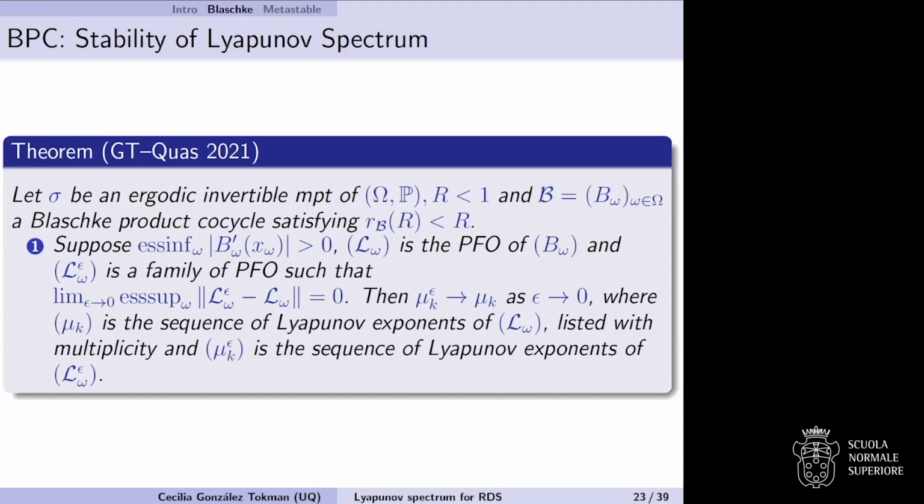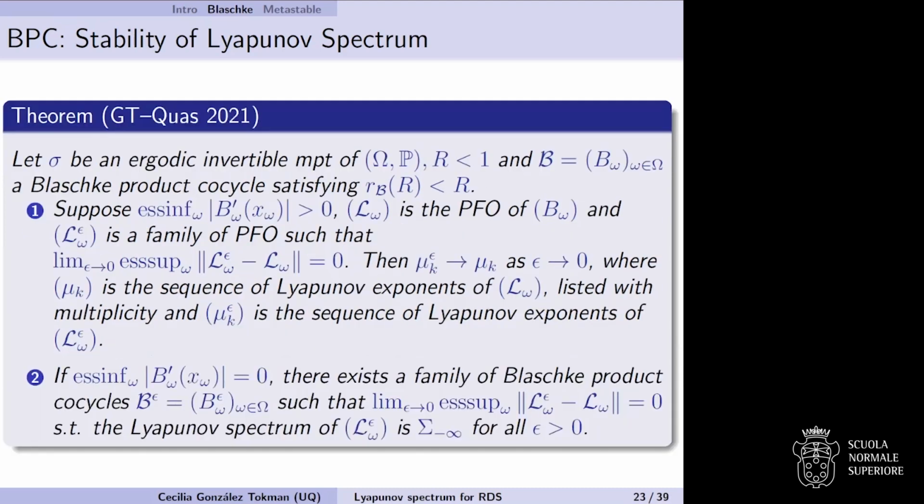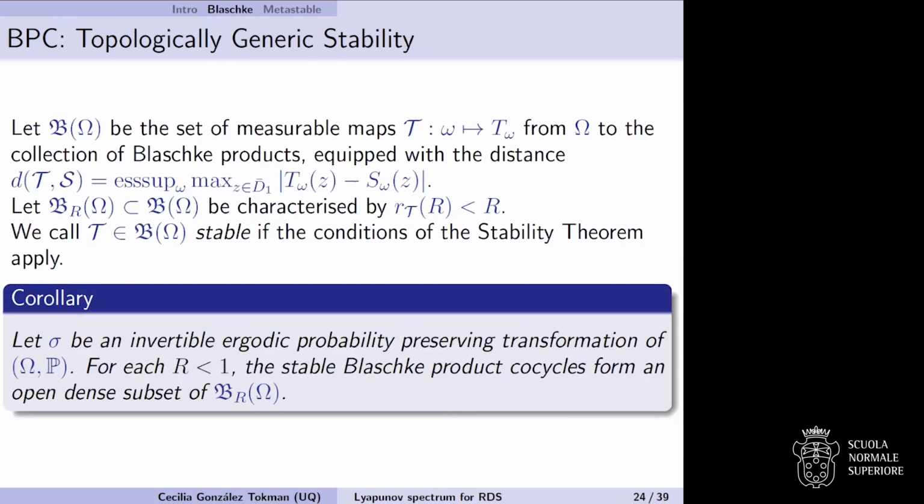the Lyapunov spectrum is stable in the sense that if we perturb the transfer operators a little bit, I mean, this can be by small perturbations of the maps or in other types of perturbations, then we're going to have that the Lyapunov exponents converge as epsilon goes to 0 to the unperturbed Lyapunov exponents. And if the essential infimum is 0, then we will have instability in the sense that we will be able to find an arbitrarily small perturbation which has a trivial spectrum. So this is quite a complete characterization of stability in the case of Blaschke product cocycles.